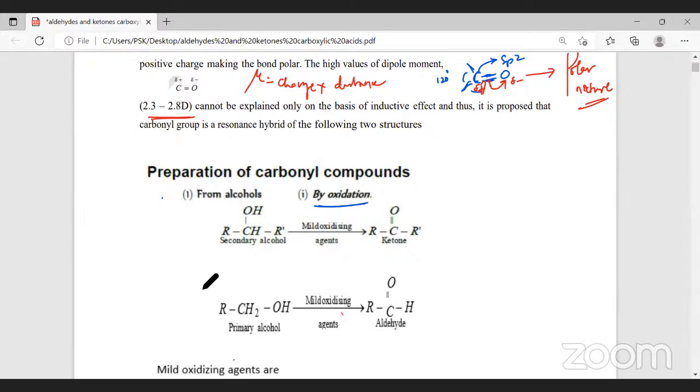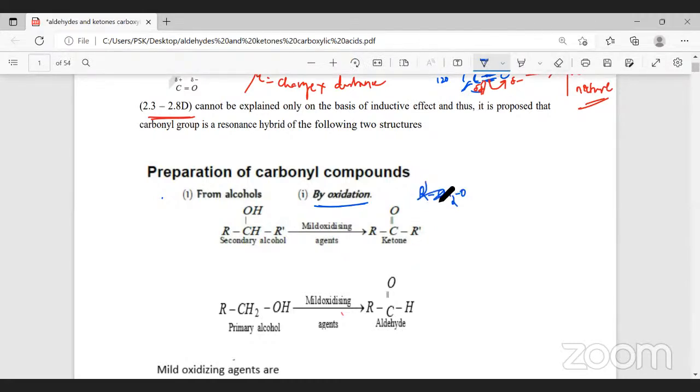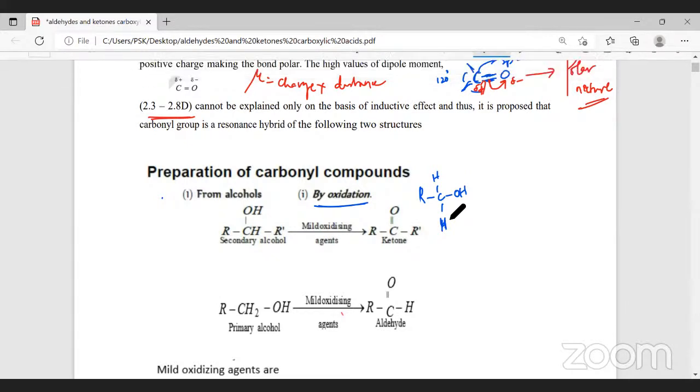Now, you should understand this. The first one I will write here, and we'll try to understand this reaction. I will write it as RCH, H, and OH. Now you should tell me what type of alcohol this is. Is it a primary alcohol or a secondary alcohol? What carbon atom is this, a primary carbon or a secondary carbon?